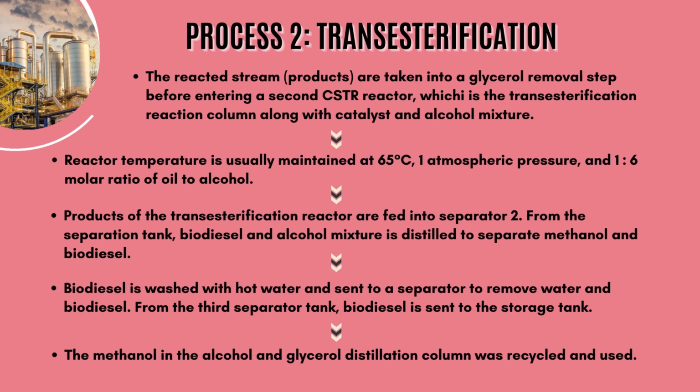Reactor temperature is usually maintained at 65 degrees Celsius and 1 atmospheric pressure, with a 1 to 6 molar ratio of oil to alcohol. Next, the products of the trans-esterification reactor are fed into separator 2. From the separation tank, the biodiesel and alcohol mixture is distilled to separate methanol and biodiesel. Biodiesel is then washed with hot water and sent to a separator to remove water from the biodiesel. From the third separator tank, biodiesel is sent to the storage tank. The methanol in the alcohol and glycerol distillation column is recycled and reused.